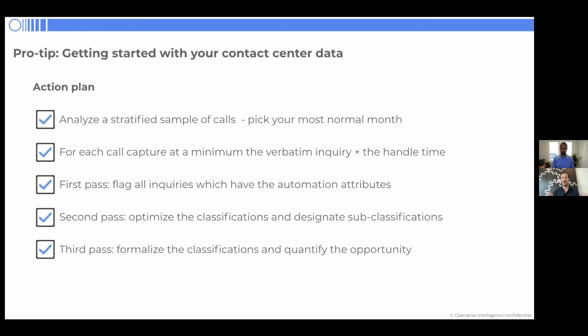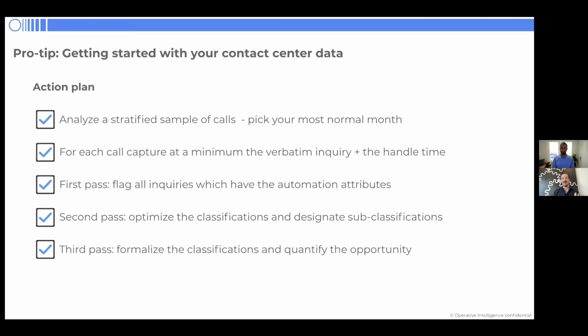And so what I'm talking about here is a spreadsheet where it's the call identifier, the verbatim that the customer used, what they said they were contacting about in their own words, and what's the handle time. Ideally, if you've got resolution, you want to include that as well. And so you want to capture all of that for your sample. And so you're going to be really, really close to what your customers are saying.